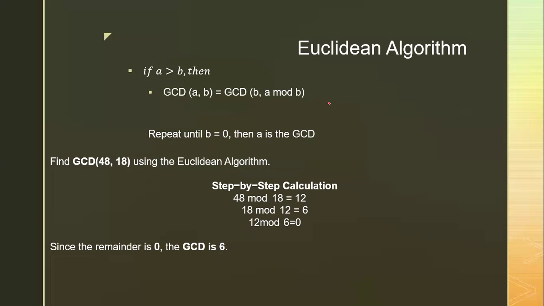I know that this is a little bit confusing, right? I'm sure you're like, what is it saying? What is it talking about? This does not make any sense. So let's try to use an example here, right? So find the greatest common divisor of 48 and 18 using the Euclidean algorithm.